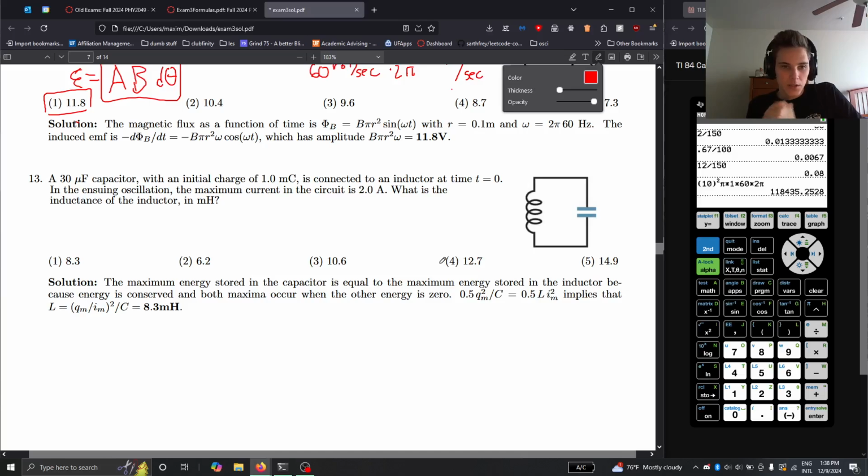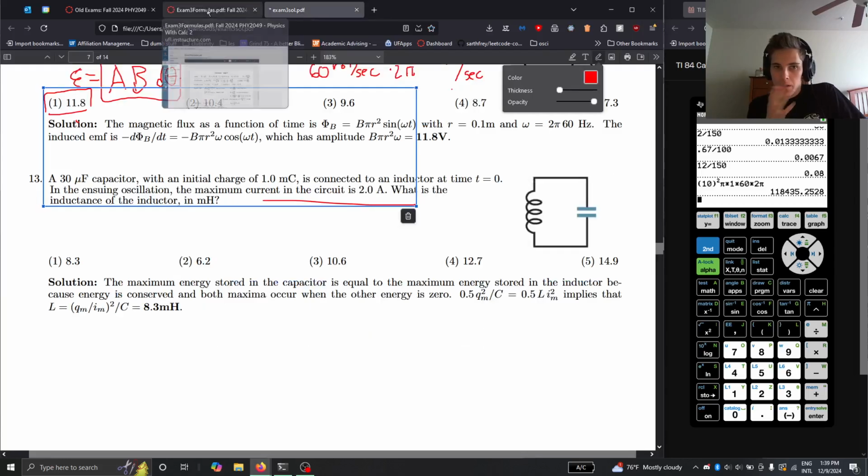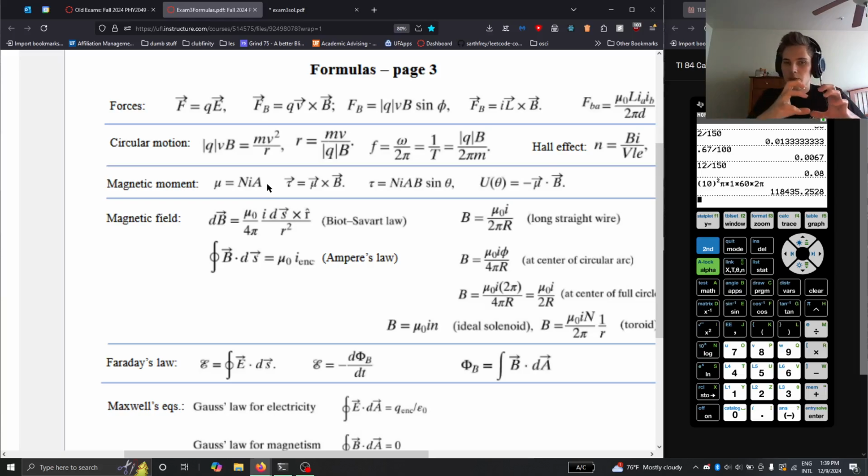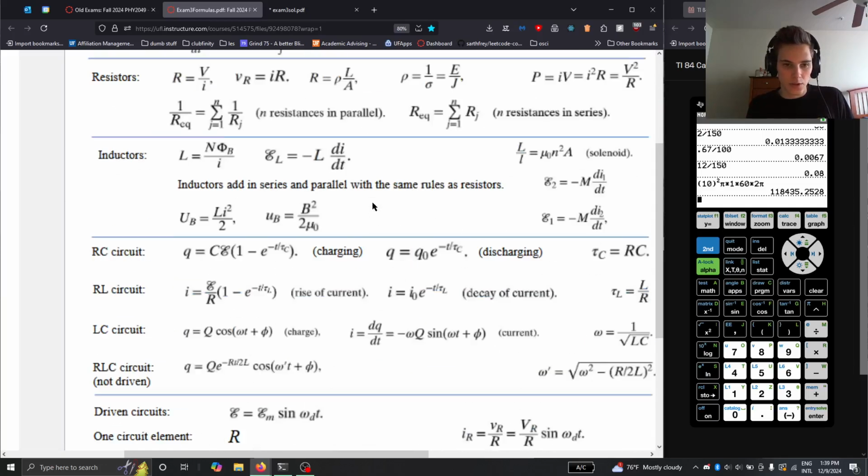A capacitor is connected to an inductor, and they're flip-flopping their energies. What's the inductance of the inductor when the maximum current is this? There's not much to go off of here, but really what you have to realize is you're given an initial energy for the capacitor, and then that energy will just flip-flop back and forth. So let's start by finding that initial energy for the capacitor.